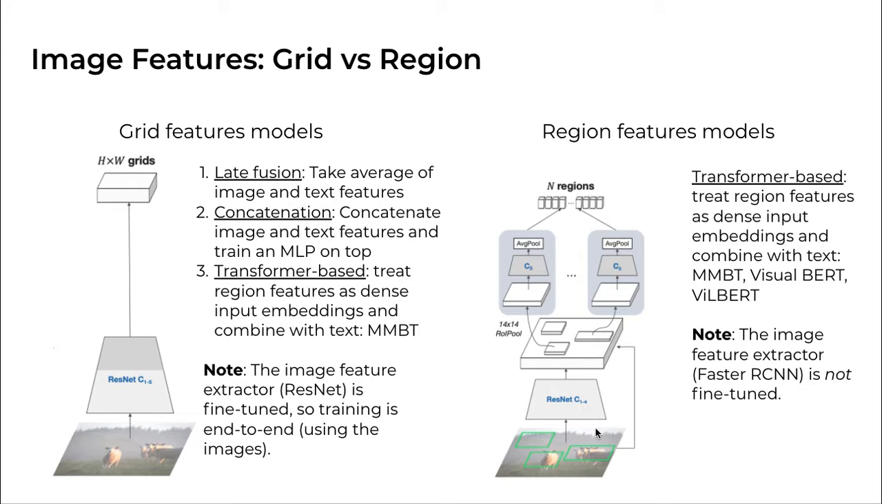And they use features that come from the bounding boxes that these object detectors propose. Fusion here is done with transformers. And there's at least three well-performing architectures here: MMBT, Visual BERT, and ViLBERT. Now, keep this distinction in mind that the Faster RCNN region feature extractors are not fine-tuned end-to-end. So this means that an adversary with region feature models has access to the public off-the-shelf component that is part of the multimodal classification pipeline.